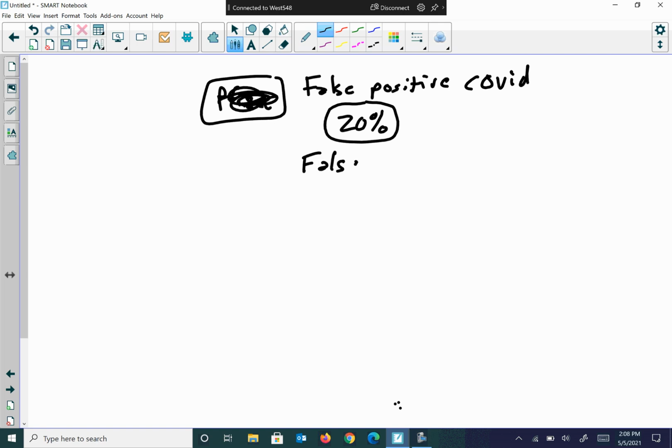Will you look at the false negative for COVID? Same idea. Oh, wait, I think 20% is the false negative. Okay. The probability of a false negative is 20%. A false negative means you took the test, it showed that you didn't have COVID, but you really did. Do we have a false positive we can find?